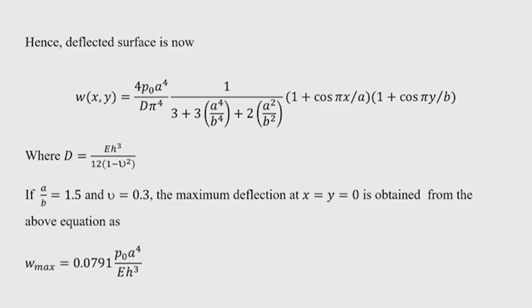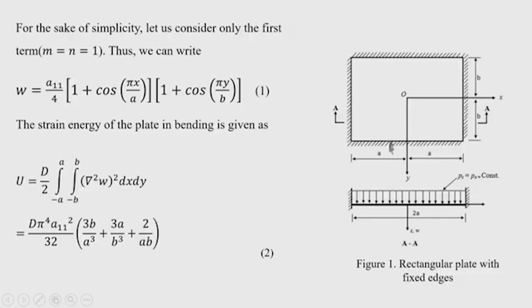So, if I take A by B as 1.5 and Poisson ratio as 0.3, then we can calculate the maximum deflection at x equal to 0, y equal to 0. Why have I taken this as the point of maximum deflection? Because for a symmetrically loaded plate, which has symmetrical boundaries and symmetrical loading, the maximum deflection is going to take place at the center of the plate. The center of the plate has coordinates x equal to 0 and y equal to 0.